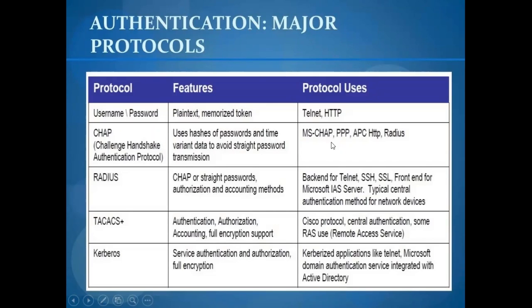Now, the protocol used for this is MS-CHAP. CHAP is challenge handshake authentication protocol. Then PPP is there. Then PAP, HTTP. Then RADIUS is there. Now, what is the RADIUS protocol? The RADIUS protocol has features like CHAP or straight password authentication, and accounting methods are there. Then next is the backend or the telnet protocol. Users of the RADIUS protocol are backend or telnet.